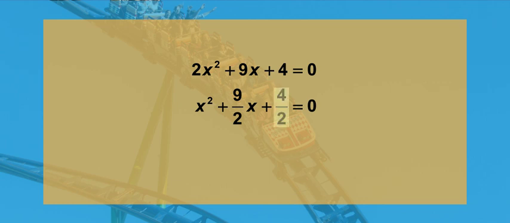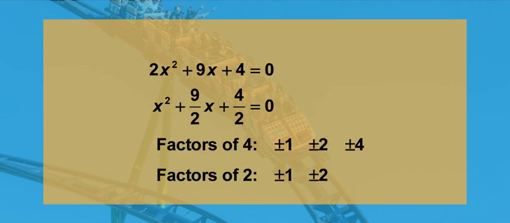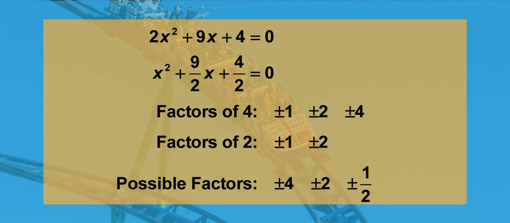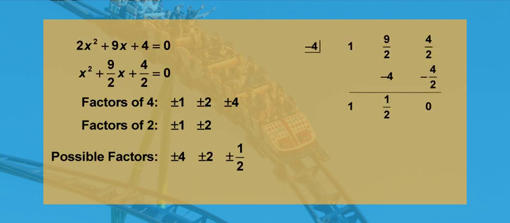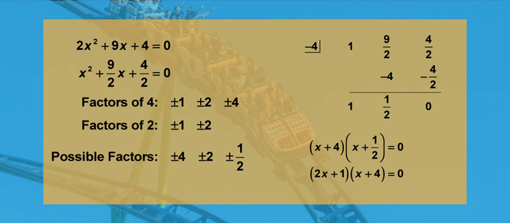Since the constant term is a ratio, we need to find the factors of the numerator and denominator. These are the factors of 4 and 2. So the possible factors of the polynomial are the ratios. Let's test x equals -4 using synthetic division. We get these two linear factors. To remove the fraction, multiply both sides of the equation by 2, and we get these two linear factors.